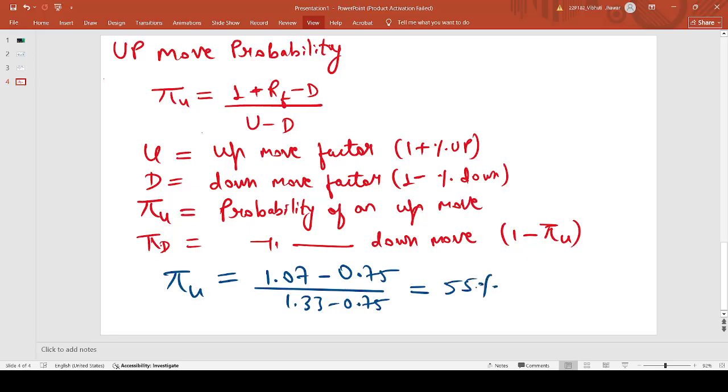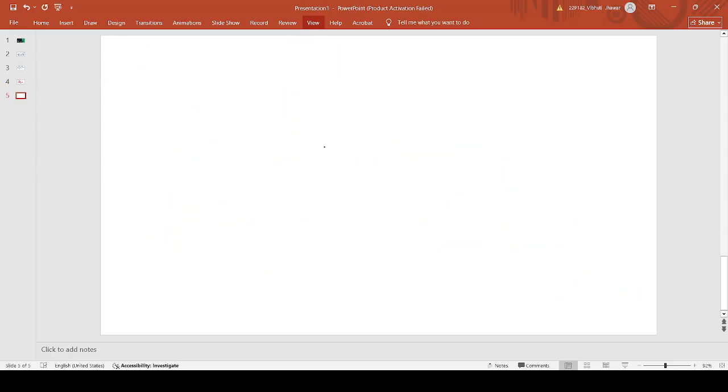So there is a 55% chance that the stock price will move up, and therefore there is a 45% chance that it will go down, because obviously there are two outcomes. So the probability of a down move is 1 minus the probability of an up move. Now we have come to these probabilities. Now let's calculate the call option value.